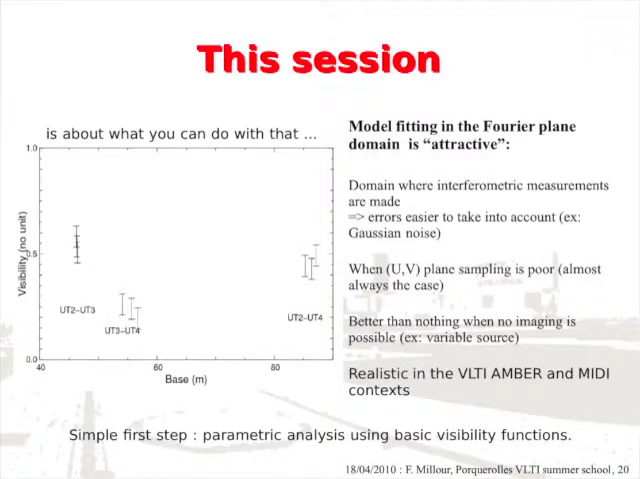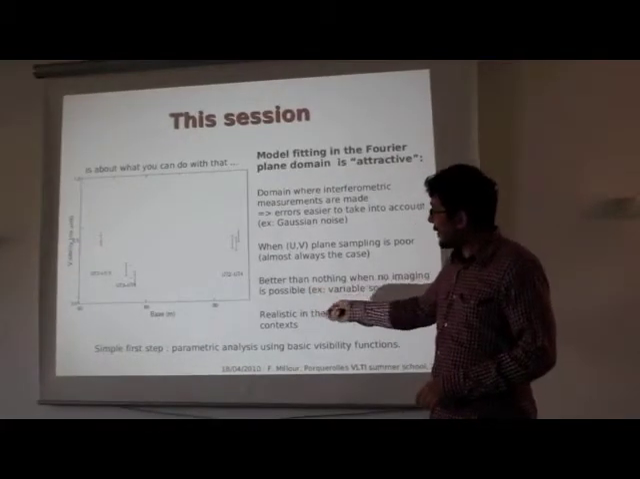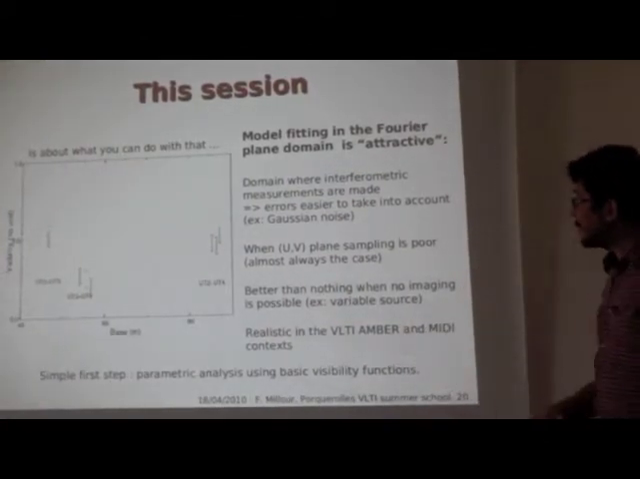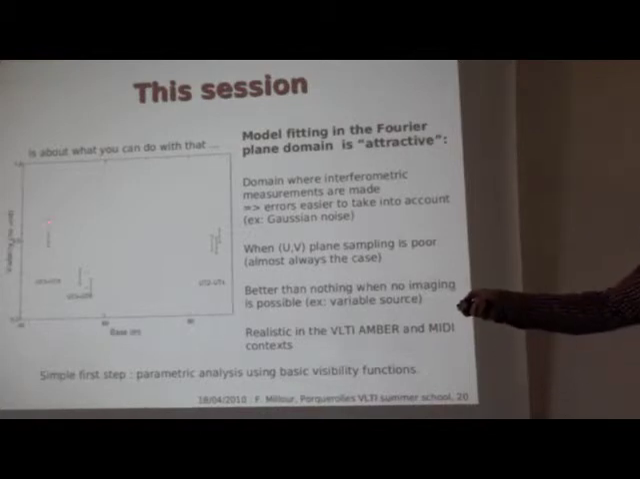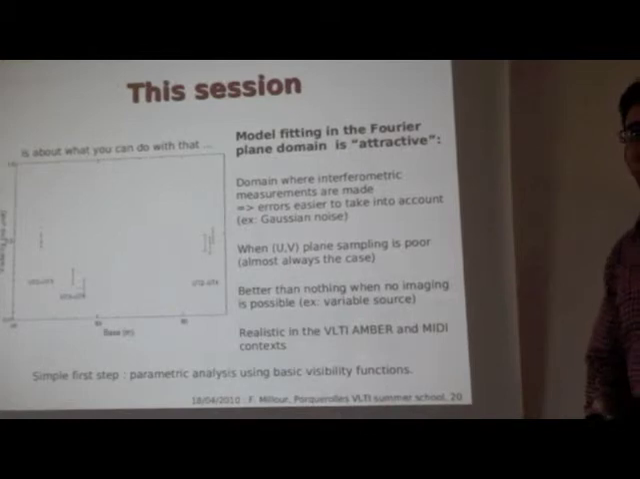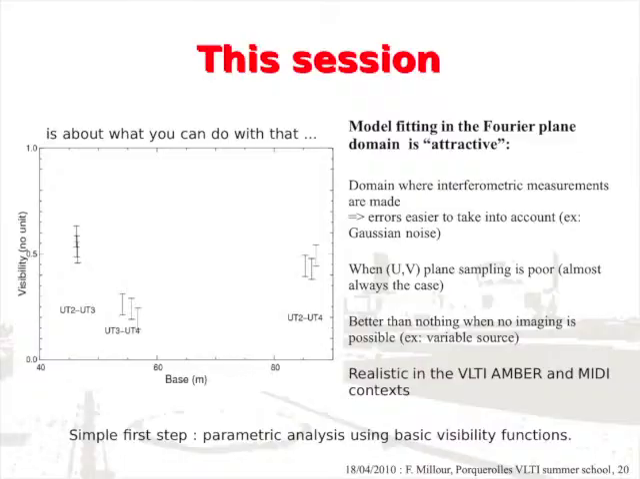So today we are going to talk about what you can do with this kind of measurement. Always remember, interferometry is a very expensive technique which gives you very few data. So that's an example of measurements which have been published. If you count 1, 2, 3, 4, 5, 6, 7, 8, 9 measurements. So that's all you get from one or two observations on a star.